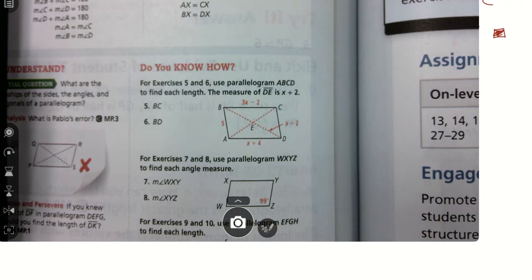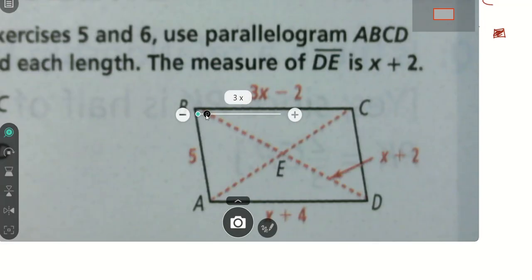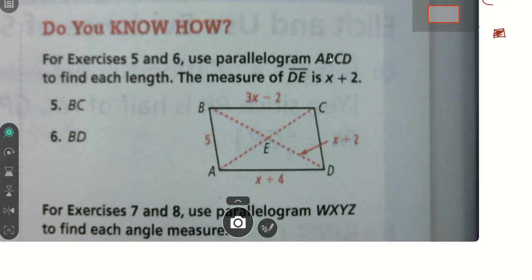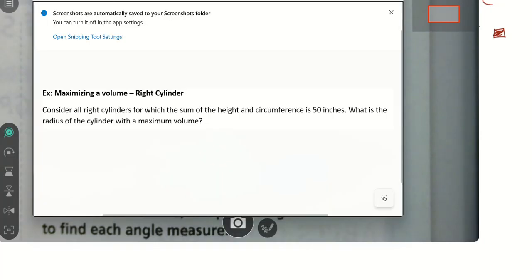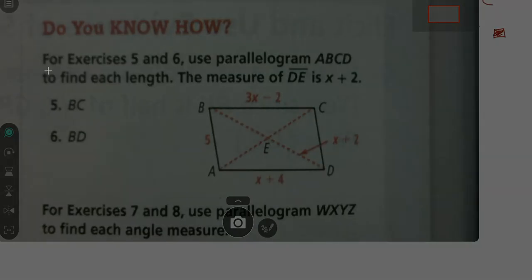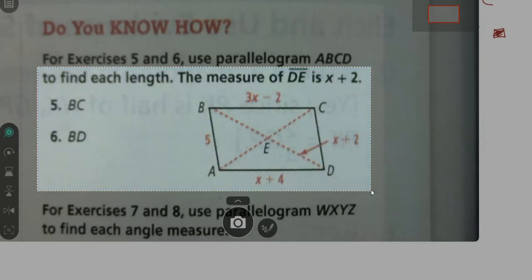Okay, for 5 and 6, we are going to use this lovely parallelogram ABCD. Now, I'm going to copy and paste this. I want you guys to draw this. You don't have to be super specific. You do not have to write down word for word exactly like this, but we are going to use parallelogram ABCD, and we're told that DE is this. Let's play around with these ideas. I'm going to label it a little bit differently, but we are going to knock this one out. Find BC and BD is our goal.